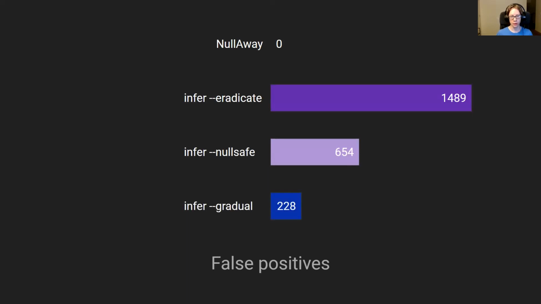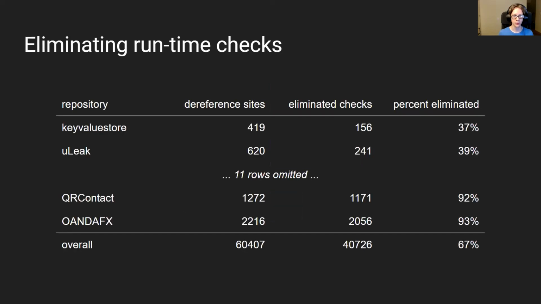As you can see, our prototype obviously didn't do as well as NullAway. It gave some false positives on these repositories, but it did give fewer false positives than Eradicate and NullSafe. Obviously, this isn't the full story. This is only false positives. What about true positives? We did not analyze that in our preliminary investigation.